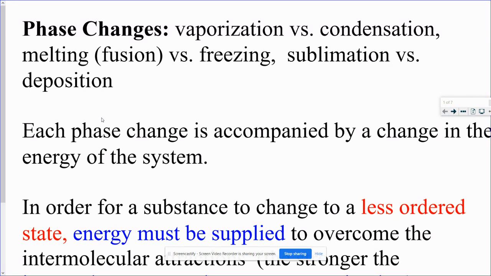All right, so with phase changes that we talked about before, you can have a solid going to liquid, which is melting, also known as fusion, or going back from the liquid to the solid, freezing, or condensation, vaporization. So we talked all about the different phase changes. Well, every time there's a phase change, there's a change in energy of the system.